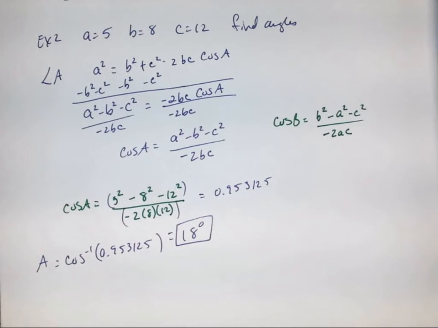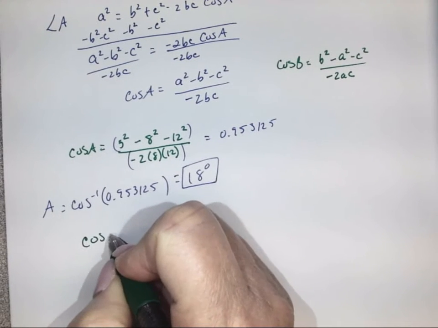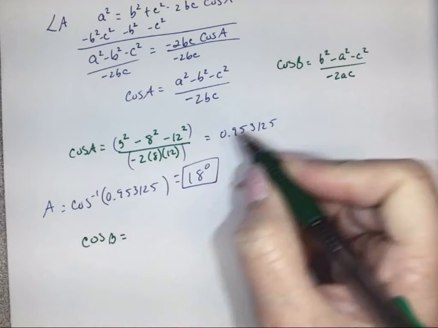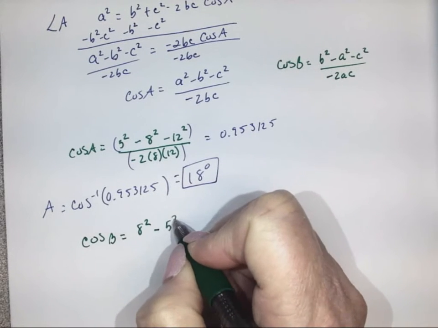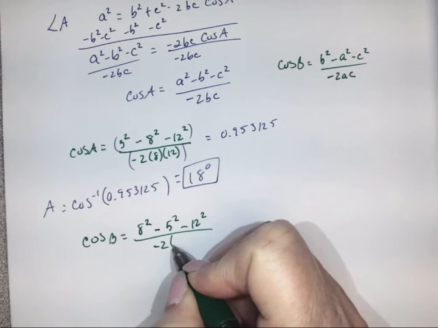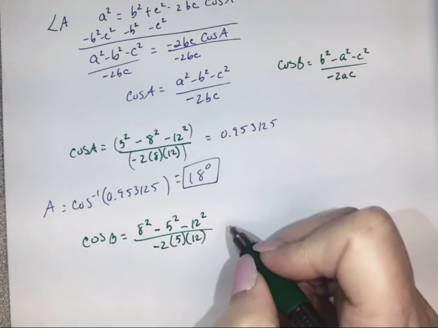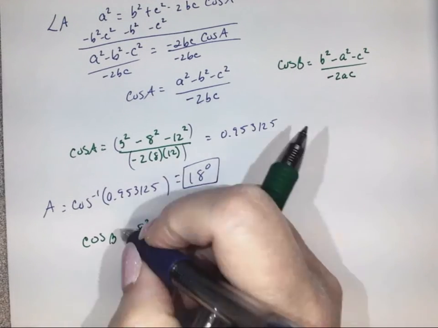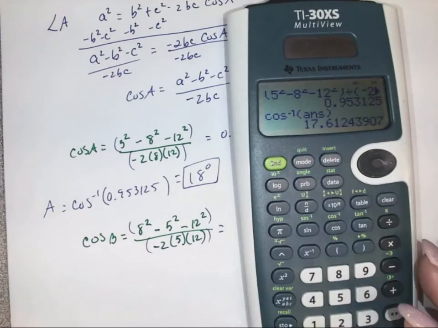Let's go use what we have for what I've already solved for cosine B. We are going to solve for angle B. So we'll have the cosine of B is going to be equal to, this time it's B squared first, so 8 squared minus our A squared minus our C squared divided by negative 2 times our A times our C. All right, so let's go. Remember, we're going to have to do some parenthesizing here. So we get the whole thing divided by the whole thing.